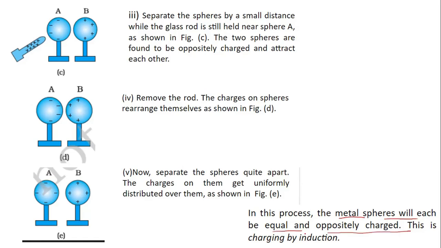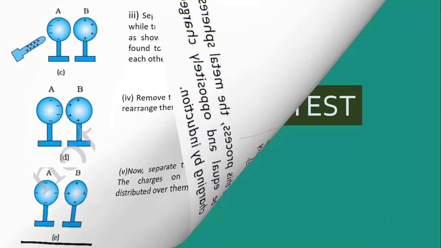Keep this in mind. This will be your key statement. What is the key statement? Metal spheres, by the method of induction, can be equally and oppositely charged. This question can be asked: how can we charge two metal spheres equally and oppositely? This is possible only by the method of induction.